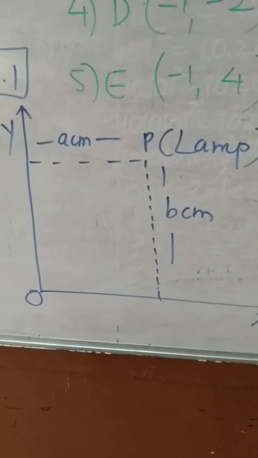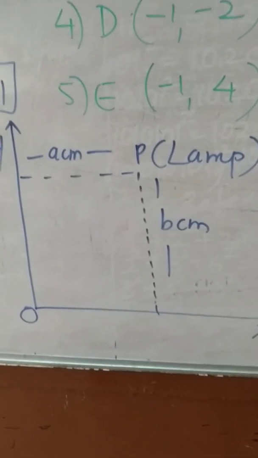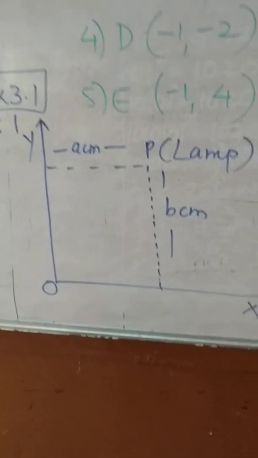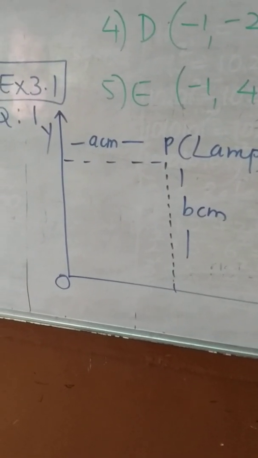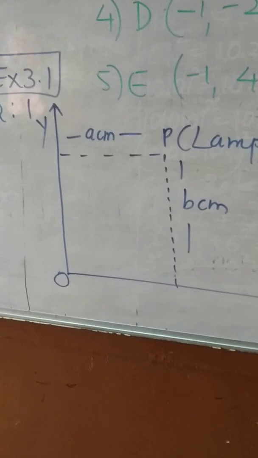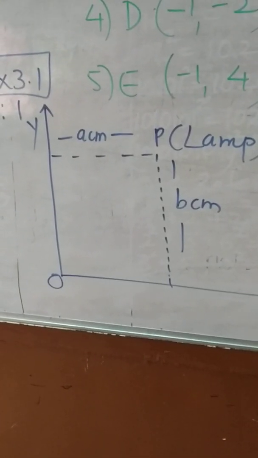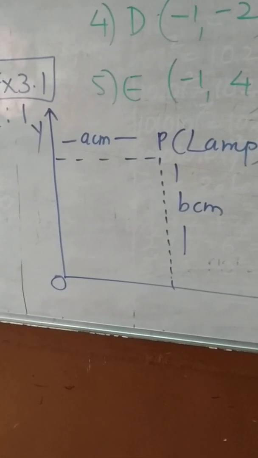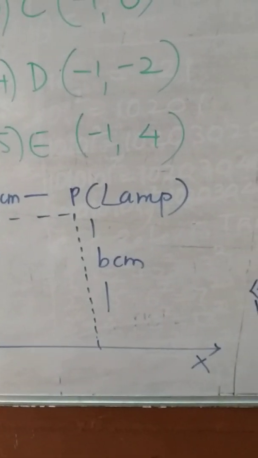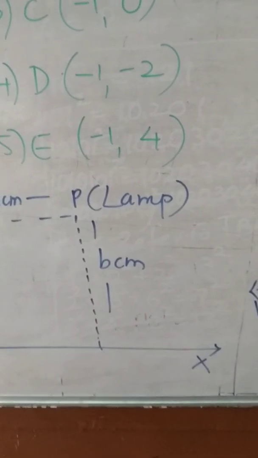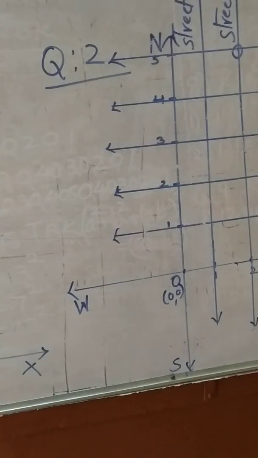Clear? Now choose two perpendicular edges of the table as the axes OX and OY. Can you see? OX and OY. Measure the perpendicular distance A centimeter of the lamp from OY. Measure the perpendicular distance B centimeter of lamp from OX. Thus, the position of the table lamp P is described by the ordered pair (A, B). Is it clear? Now we go to question number 2.